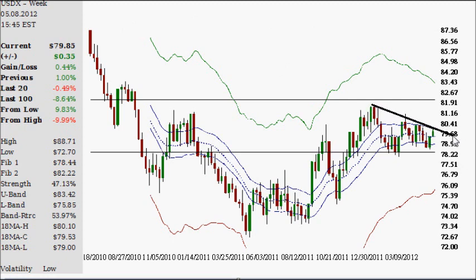A downtrend line always happens when you make lower highs. When you make higher lows, you always have an uptrend line. However you want to draw it is up to you, but regardless, it's showing that choppy sort of action.